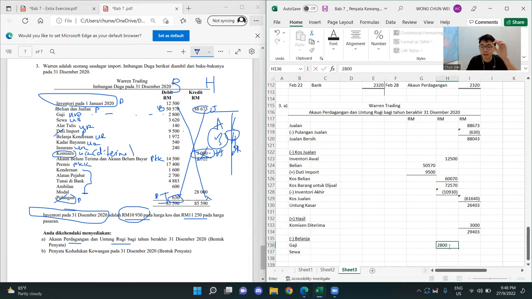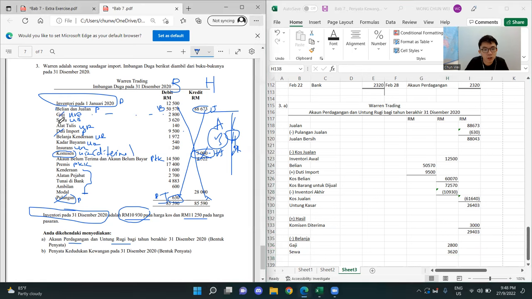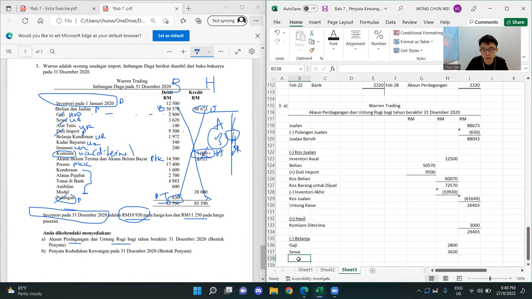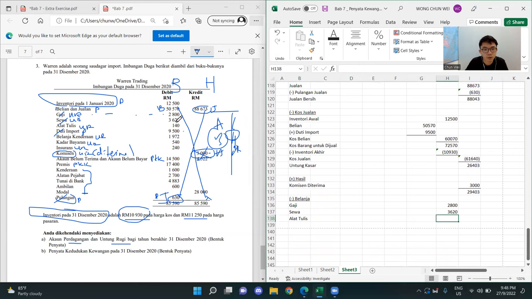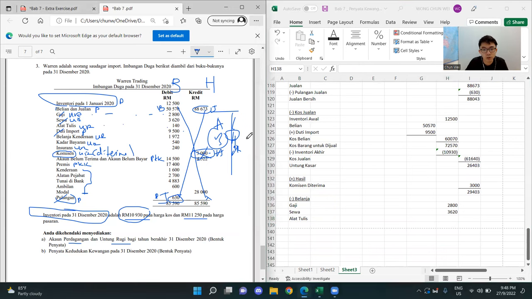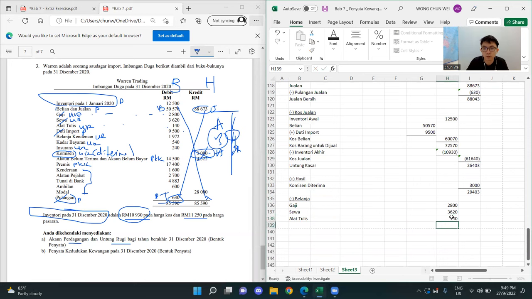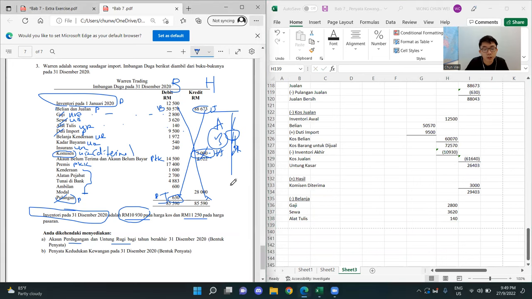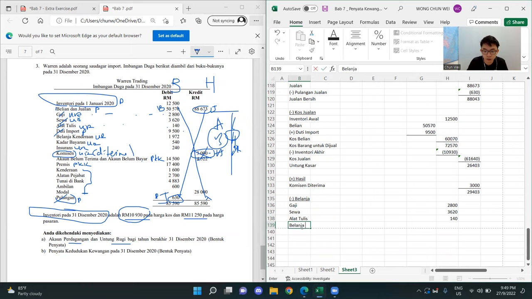So, you put here because there are a lot of belanja. So, you want to add them up first, then only put to the right column. Okay, you add, put here first. Then sewa 3,620. Gaji, sewa, alat tulis. Can you see? UR debit side. Okay. Alat tulis is a belanja. Think it is how much? 140.